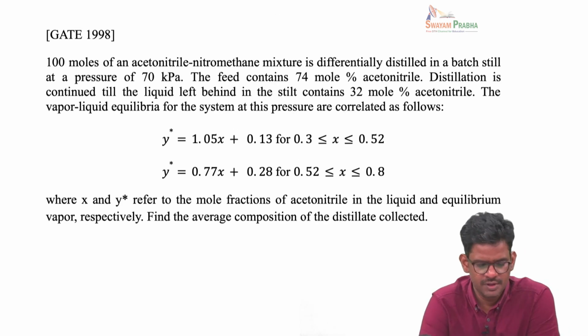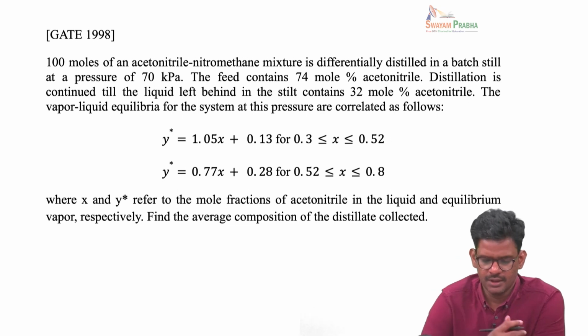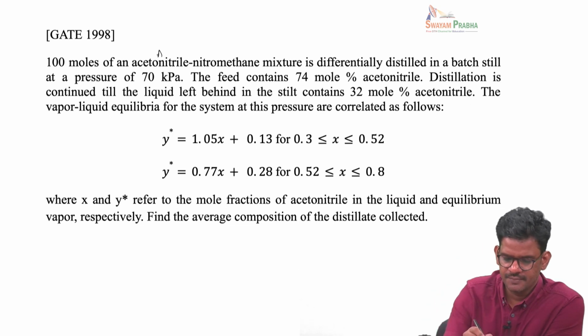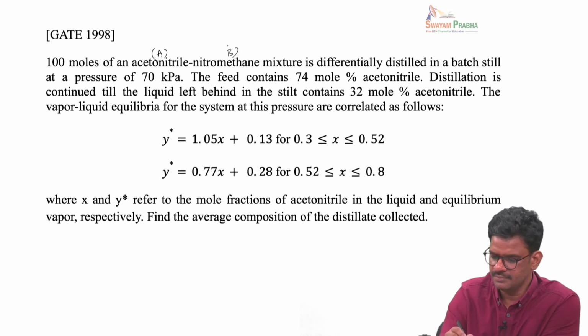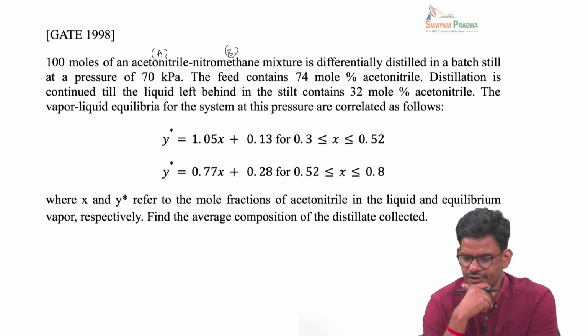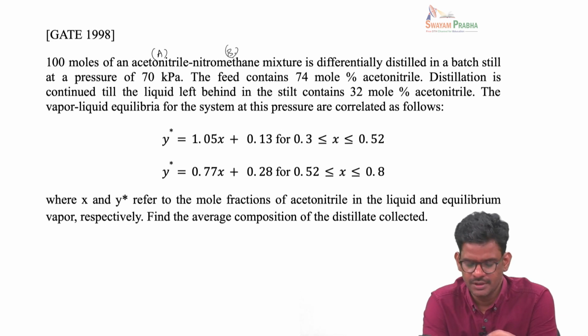So, in this problem, 100 moles of acetonitrile and nitromethane, we will consider this as A and this is B, is differentially distilled in a batch still at a pressure of 70 kilopascal. The feed contains 74 mole percent of acetonitrile. Distillation is continued till the liquid left behind in the still contains 32 mole percent of acetonitrile.